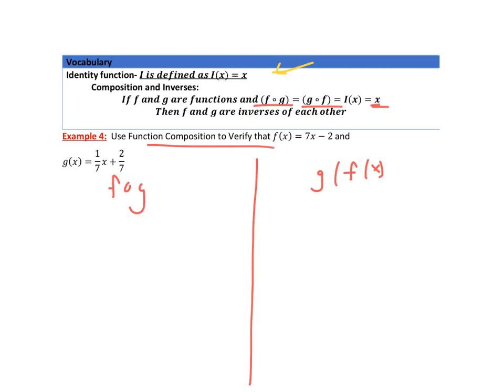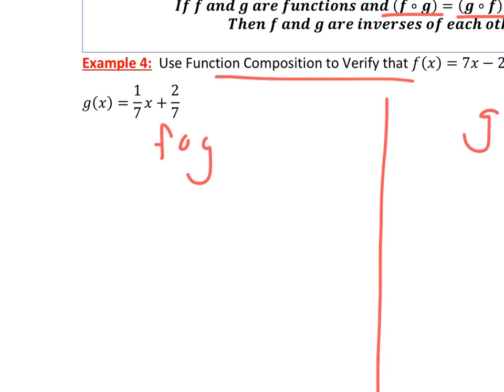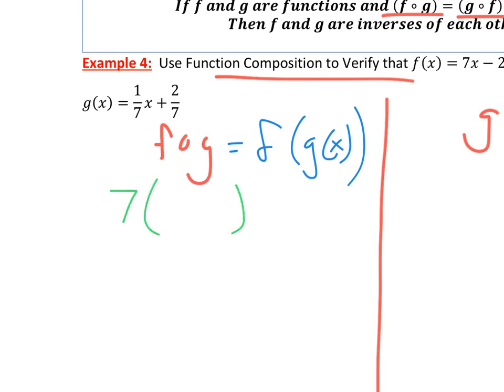And for some reason I wrote it in 2 different ways, so I'm going to go back and erase that. Okay. G of f. Okay, I'm going to focus on f of g first. So to set f of g up, I go through the outside function, rewriting this. F of g means f of g of x. So like we did the other day, go through the outside function, which is f, and put parentheses where you see x. So it's 7x minus 2, so 7 parentheses minus 2. On the inside goes g of x, so that's 1/7 x plus 2/7.